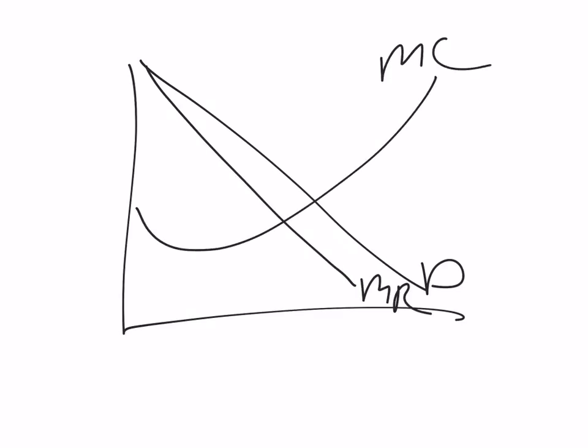For a monopoly to make profit, the average total cost has to be less than the total revenue. So to graph this, you'll have your demand curve, your marginal revenue curve, your marginal cost, and then you'll have your average total cost.